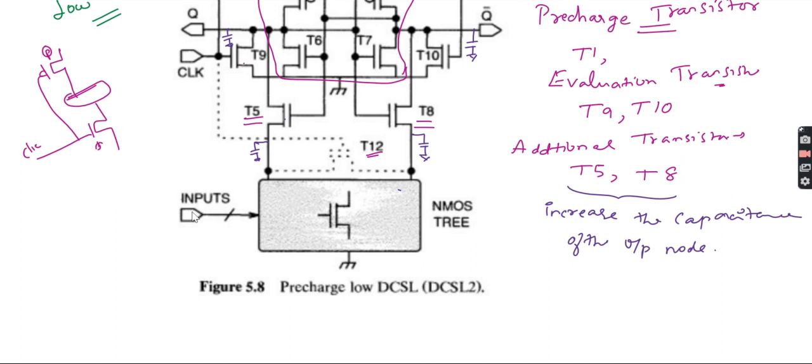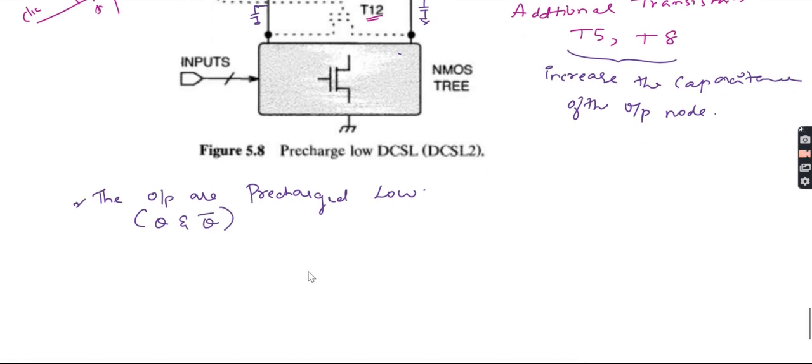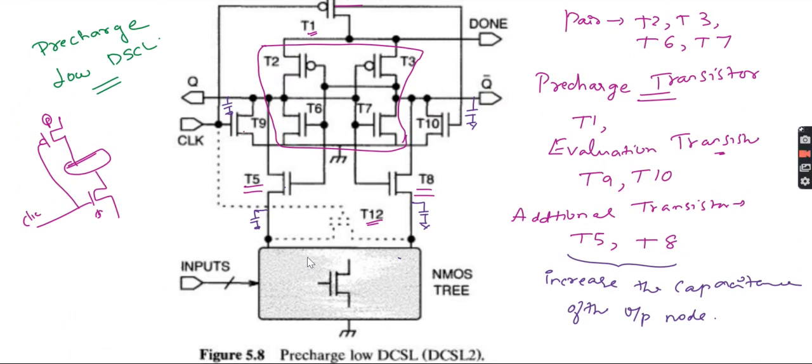Simple, make an assumption. That is what we are going to do here. In the previous cases, the outputs were pre-charged as high. Here, the outputs are pre-charged low. Which outputs? The Q and the Q bar. These both we are going to pre-charge as low.